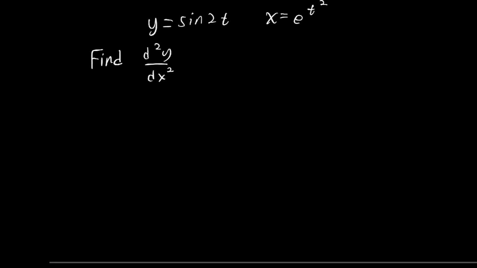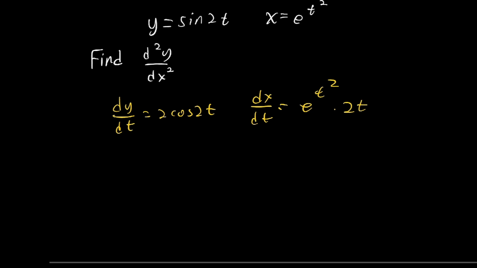So the first thing you would want to find is dy/dx. So label out your derivatives here. The derivative of y with respect to t is just 2 cosine of 2t using the chain rule. The derivative of x with respect to t is just e to the t squared, chain times the 2t.